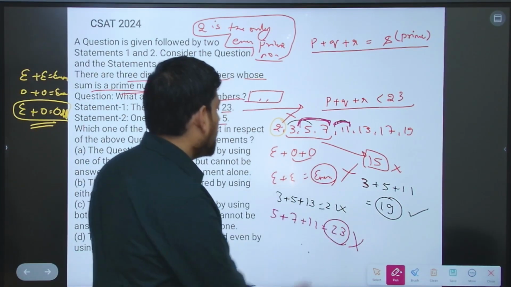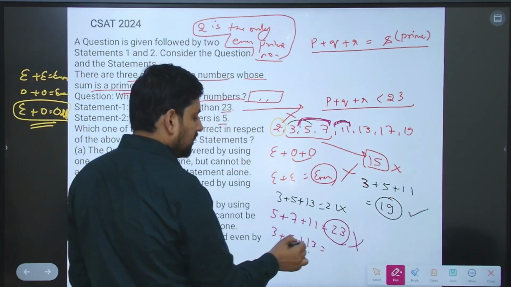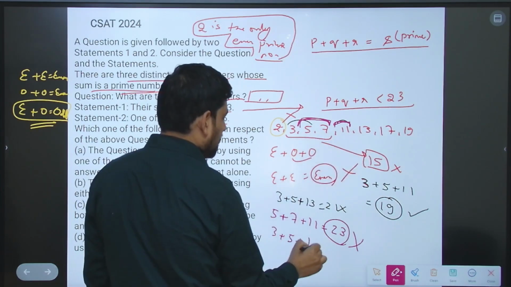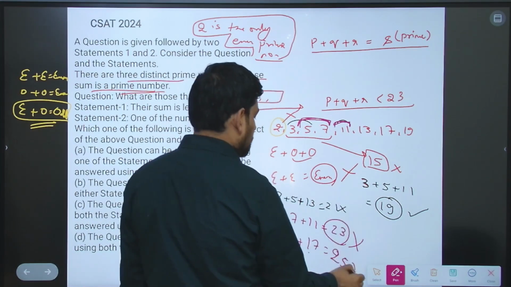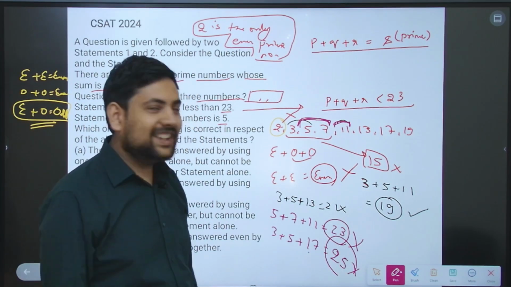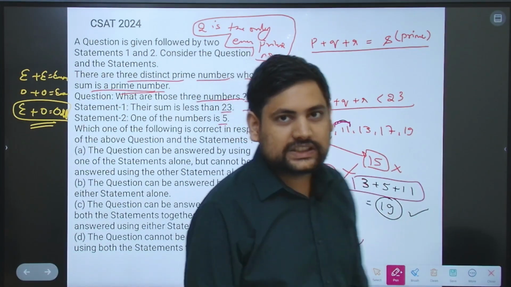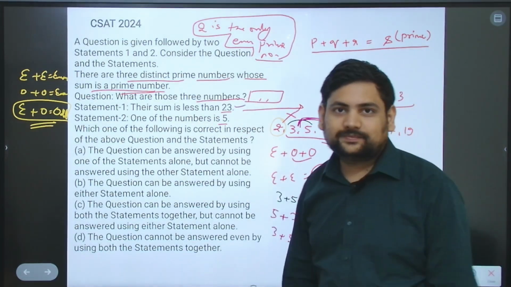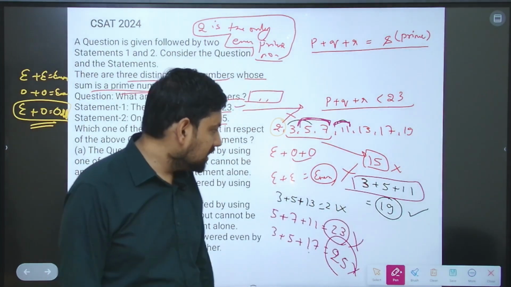Any other thing that you try to take, for example 3 plus 5 plus 13, this will become 8 plus 3 plus 5 plus what we have not taken, 17. So this will become what? 8 plus 17, that is 25, again greater than 23. So this is also not possible. All these are not possible. The only thing that is satisfying are these 3, 5 and 11. And that is why statement 1 in itself is enough. Interesting, correct? So statement 1 in itself is enough.